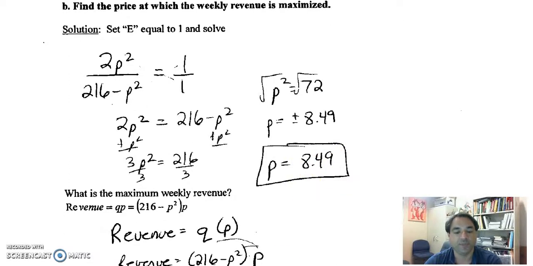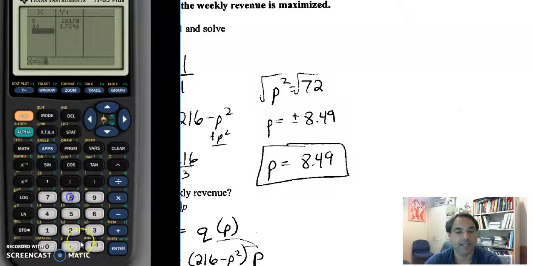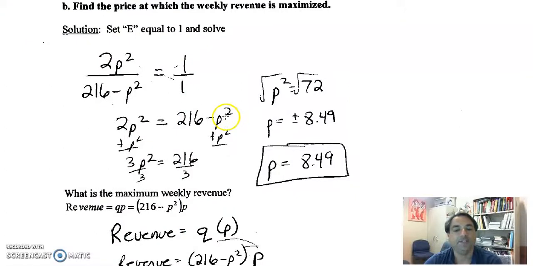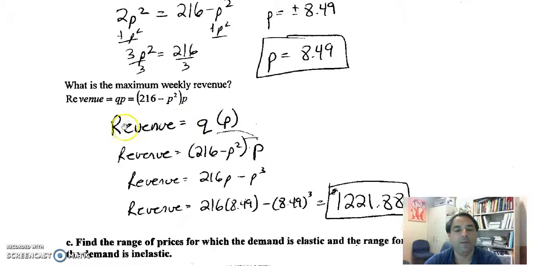But let's check it. So I go to my calculator. I type in 8.49. And it gives us an output of 1. Okay, so we found the best price, $8.49. Well, what can we do with that? Well, remember, revenue is price times demand. Our demand is 216 minus p squared, p for price. If I distribute the p, we get a revenue function of 216p minus p cubed.